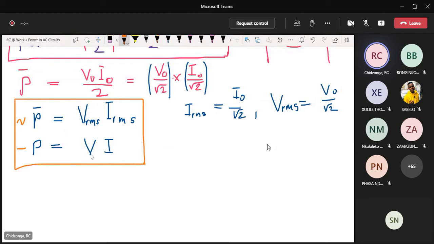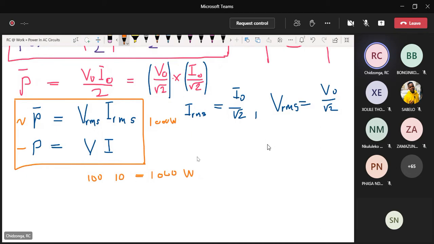If I've got a DC source of 100 volts, and I have a current of 10 amps, the power that I'm going to have is 1000 watts. If I have an AC source with a root mean square voltage of 100 and a root mean square current of 10 amps, then I'm going to get the same power, which is 1000 watts.